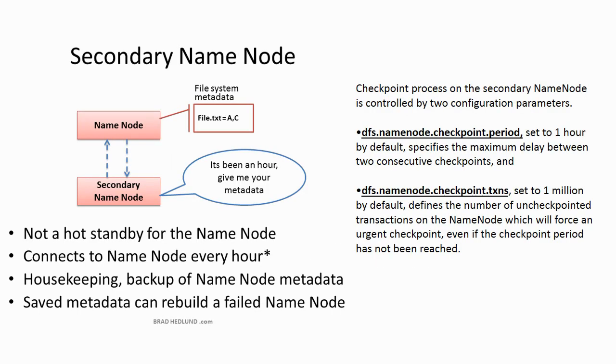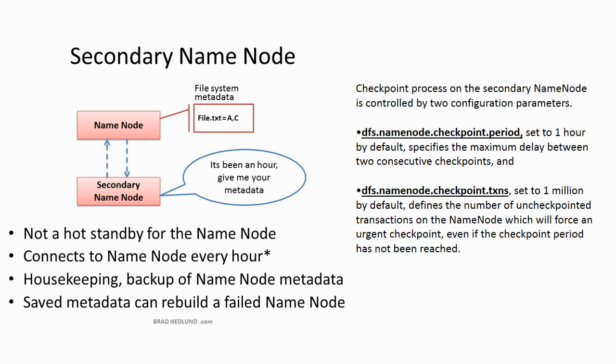Okay, so some more details about the secondary name node. As I said, it is not a failover for the name node. It is simply a device that checkpoints the file system metadata. So it usually connects every hour or so. By default, you can see the parameters I've listed here. One is the DFS name node checkpoint period, and it is set to 1 hour by default. You can change it if you want. These are all in different configuration files.